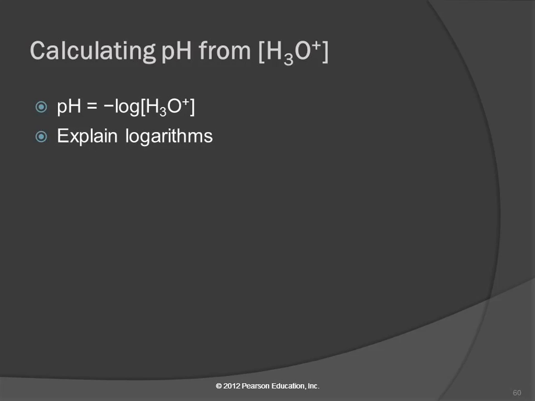So this is the definition of pH, and this is something you're going to want to write on your note card. pH is the negative log of the hydronium ion concentration. This negative here just means change the sign. It's not anti-log, okay? It's just the logarithm. So let's look at logarithms for a minute.